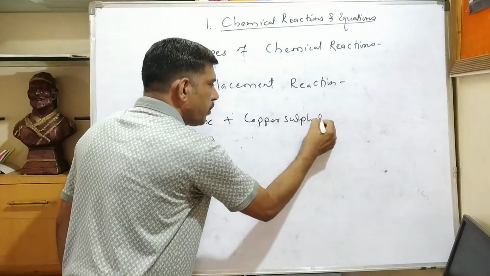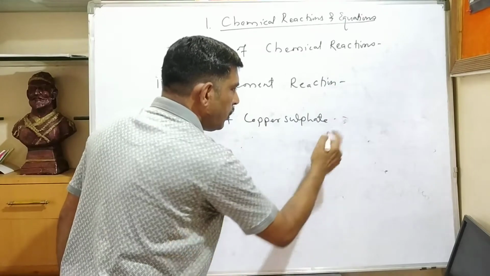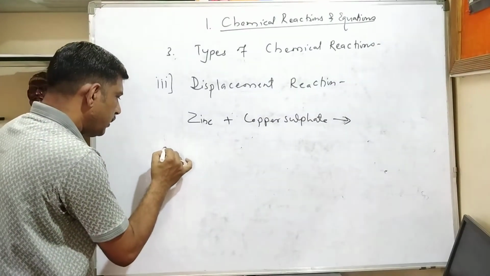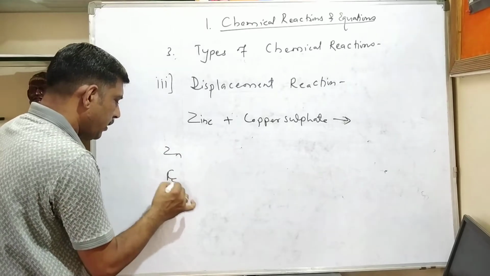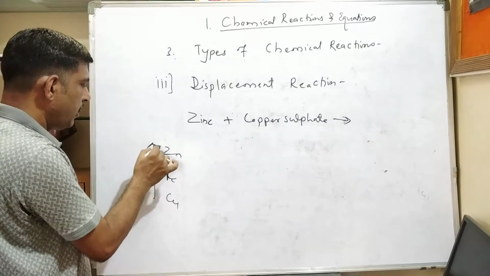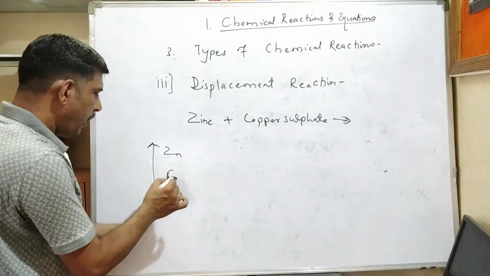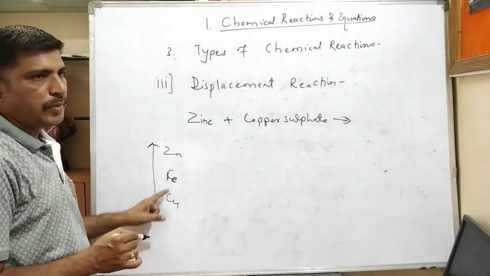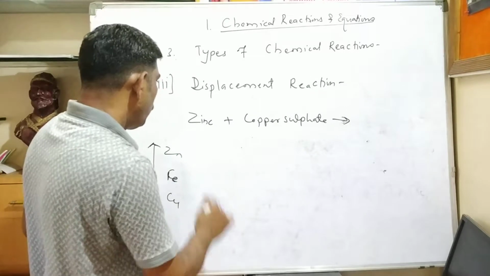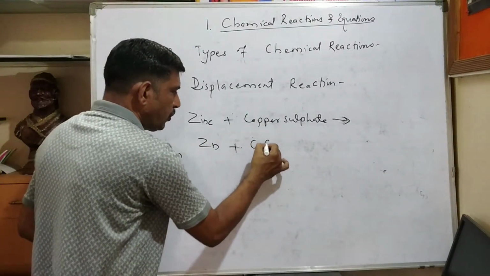The color of the copper sulfate is blue. Among zinc, iron, and copper, zinc is more reactive than iron, and iron is more reactive than copper. That means among these three, copper is the least reactive. So the symbol of zinc is Zn, plus CuSO4.